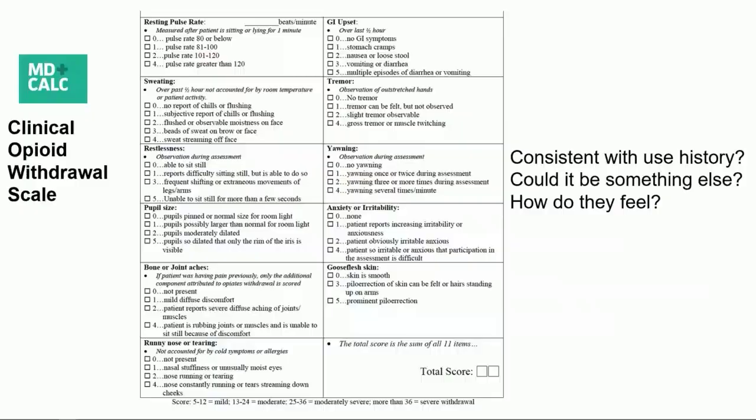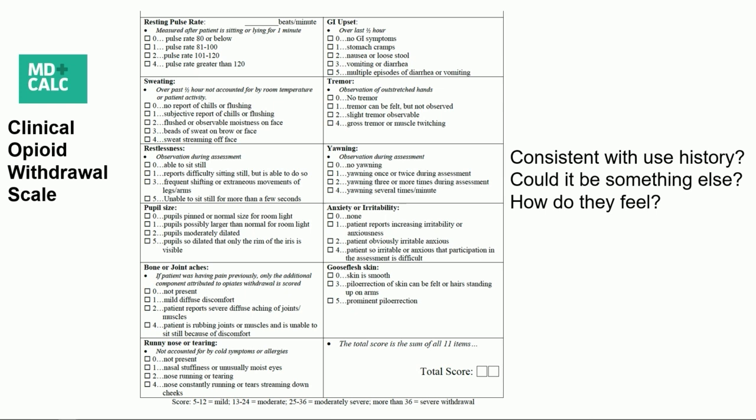This is the COWS score. I'm sure it's very familiar to many of you, but for those of you who came into this thinking this might be an intro to buprenorphine session, this is how we actually calculate opioid withdrawal. The most important things when you're thinking about dosing somebody or starting buprenorphine are what you see on the withdrawal scale, what they tell you, and whether that is consistent with their clinical history. This is a person who says they last used 8 hours ago, and they have symptoms that are consistent with withdrawal.